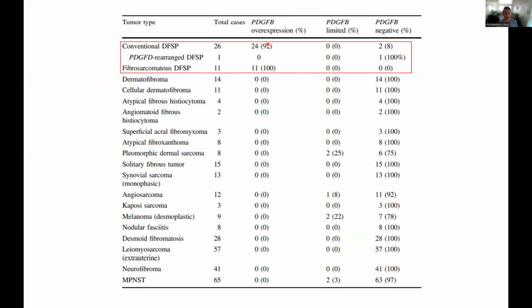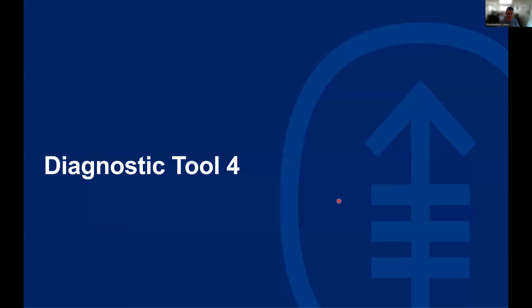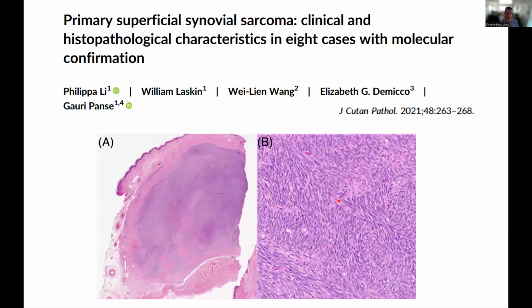So it had a really high sensitivity. The one case that it was negative, it was actually a PDGFD rearrange. And other tumors are a little bit focal, but not that diffuse, didn't meet the criteria for positivity by any means. And you have to be careful to see that it is within the tumor cells because the PDGFD is expressed within the endothelial cells.